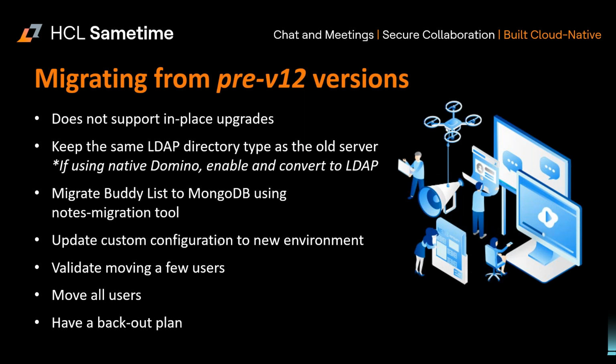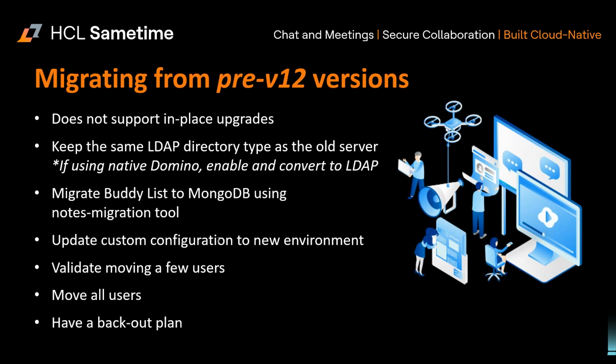You have to move that data from the Domino NSF to the new Mongo database, and there's a migration tool to do that for you. And then if you have custom configurations, let's say you've tuned your Sametime settings for LDAP, or you've got custom LDAP filters, or you've changed the way the business card looks or whatever, then you need to move that custom configuration into the V12 formats, into the files that they're using.